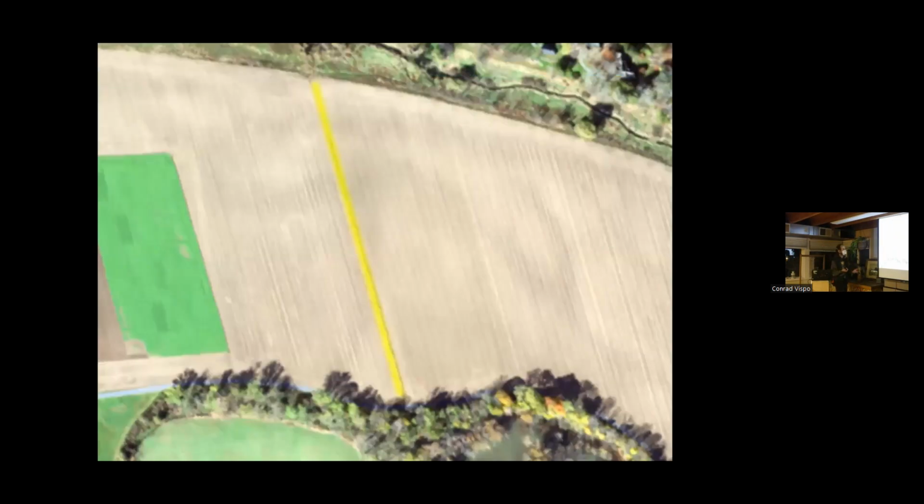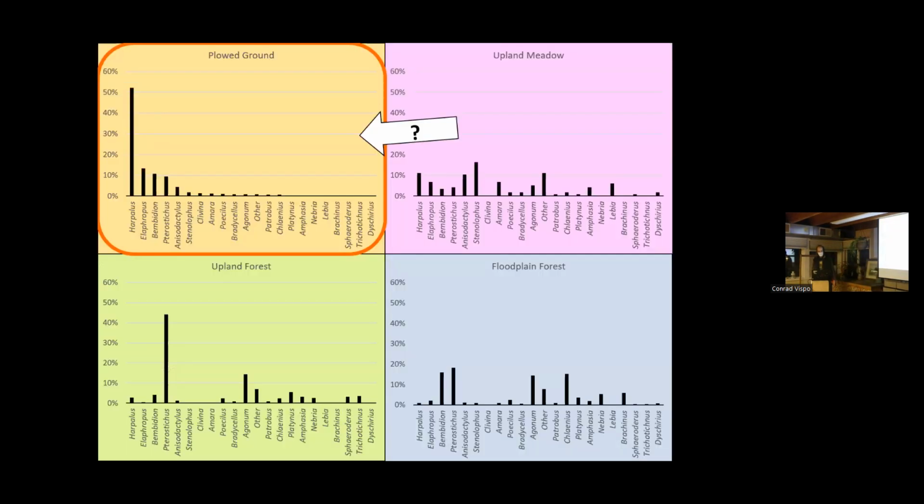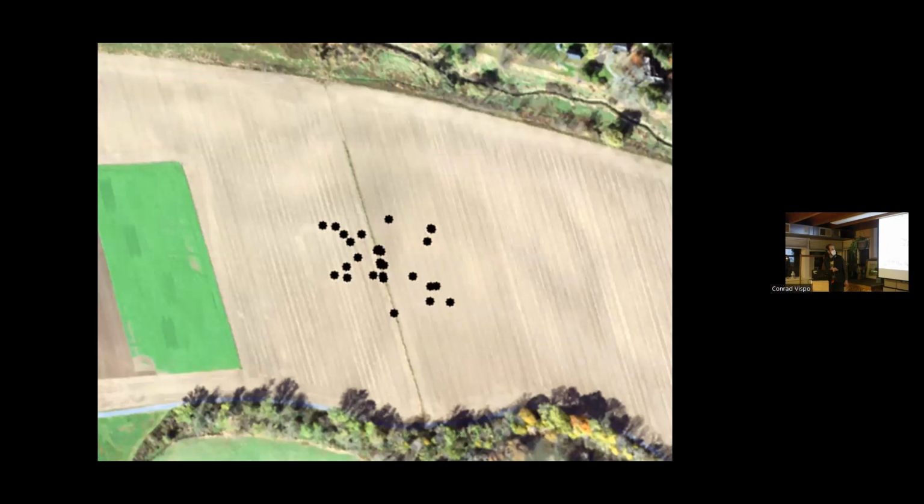So here, just to graphically present that, outlined in yellow is our beetle bank, and the idea is maybe there's an aura of these benefits that are being distributed by the ground beetles. And as I was saying, the idea is that these beetle banks are a refuge from the tillage that can be happening on those fields every year. And here, that beetle bank is probably closest to an upland meadow. So we're asking, could something similar to an upland meadow feed plowed ground communities? So what did we do?